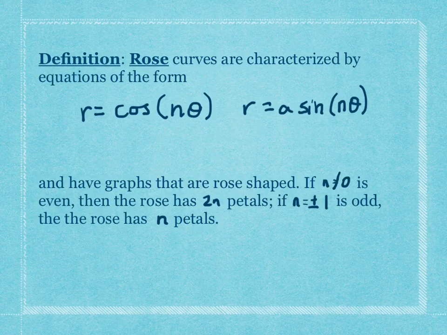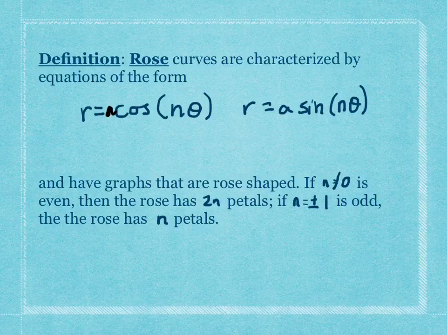Alright, we're going to complete section 5.2, polar coordinates and graphing and equations. We have three more different types of curves left to discuss. The first one is a rose curve, and a rose curve is characterized by equations of the form r equals a cosine n theta and r equals a sine n theta. These have graphs that are rose-shaped and flower-shaped.